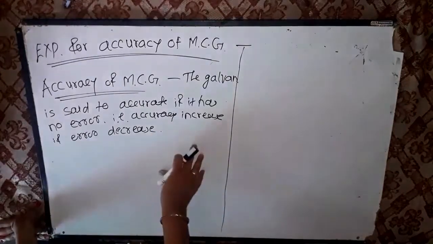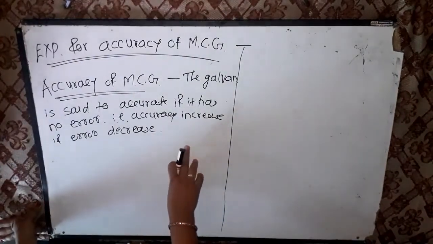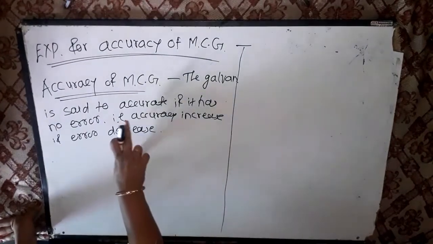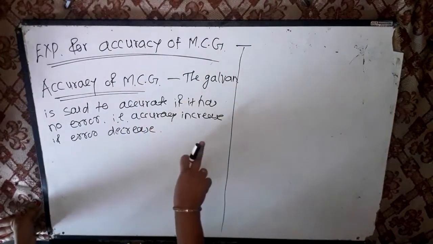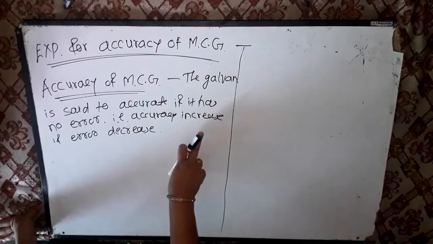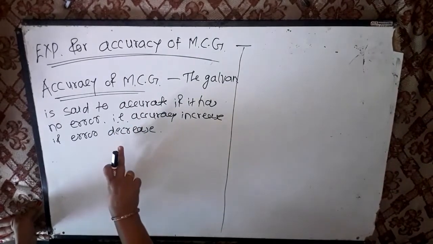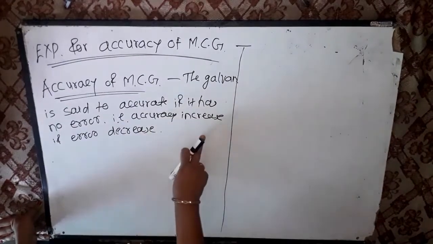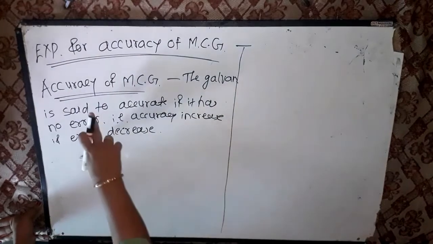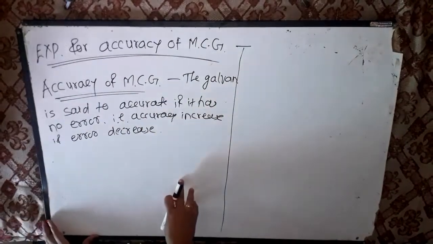Expression for the accuracy of MCG, that is the moving coil galvanometers. Firstly, the definition of accuracy of MCG. The galvanometer is said to be accurate if it has no error, that is, accuracy increases if error decreases. That is the definition of accuracy of MCG.